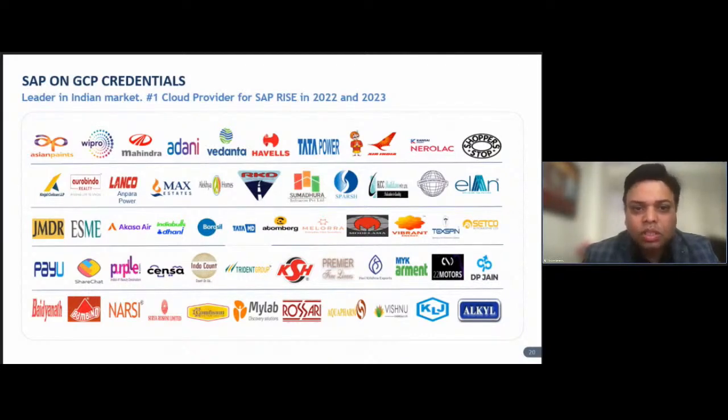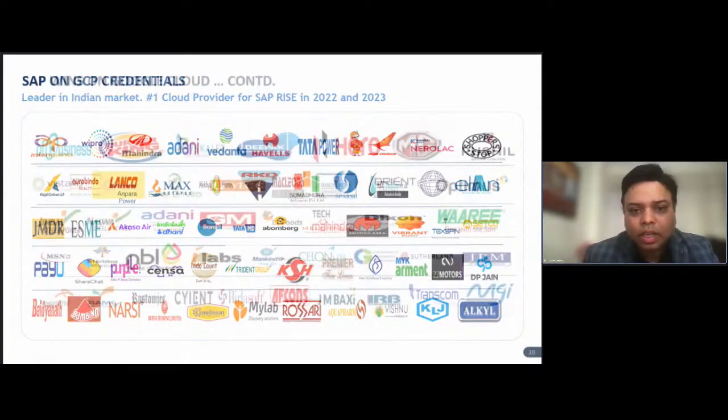You will also see the most complex conglomerates like Mahindra, Asian Paints, Vedanta, Adani, etc., running on Google Cloud. Apart from top customers, you will also see a big volume of mid-market customers cutting across different industries, also running SAP on Google Cloud. In fact, Google was the #1 cloud provider for SAP RISE in India in 2022 and 23. Next slide, please.